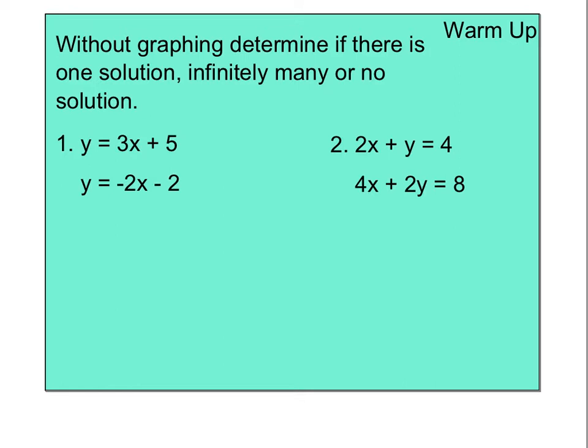So on number 1, the first thing to notice is they're already in y equals form, so we don't have to do any solving for y. Well, the first thing we look at are the slopes. So in the first equation, the slope is 3. And in the second equation, our slope is -2. Well, that is all the information I need to know from here, because this tells me that since the slopes are different, the lines would cross once, which means they would have one solution.